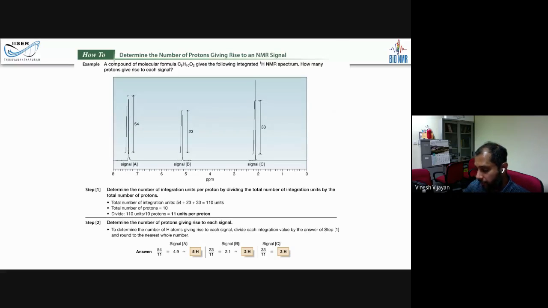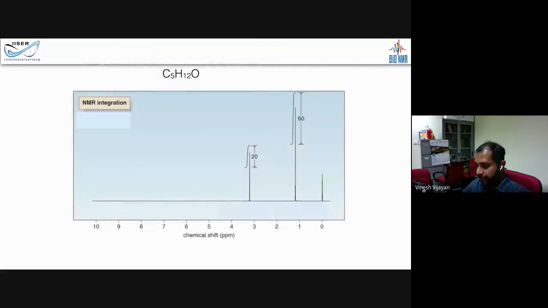Okay, so let's do it. Here we have C5H12O. There are 2 signals. One signal has an integral value of 60, and the other, around 3, has an integral value of 20. So 60 plus 20, 80 units, corresponds to 12 hydrogens. So one hydrogen corresponds to 80 divided by 12.